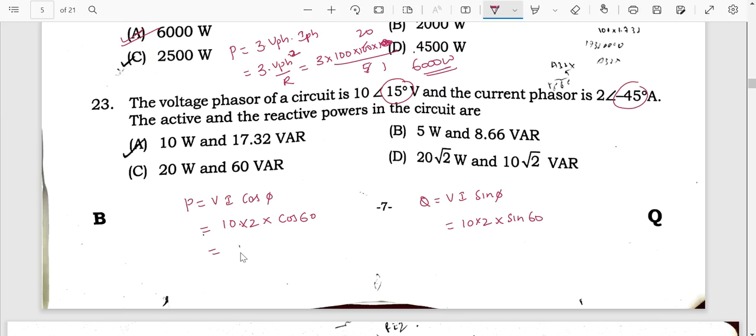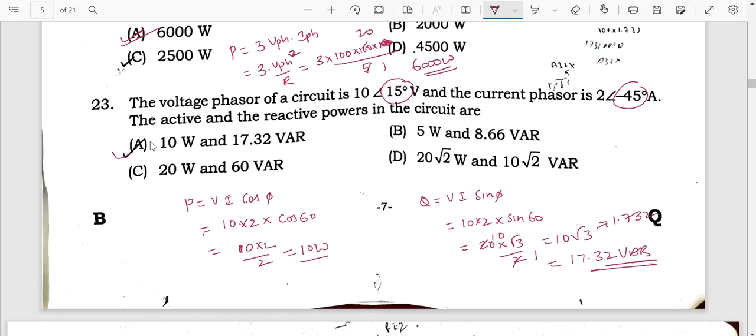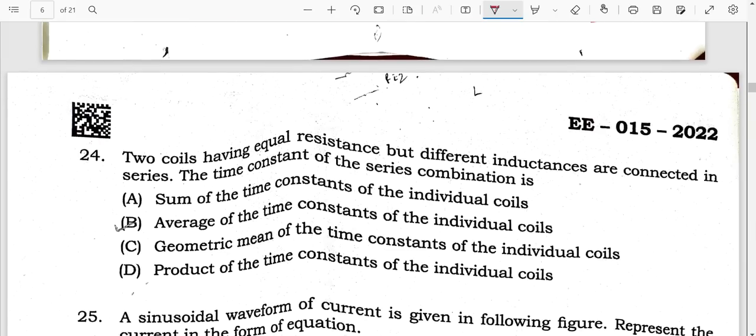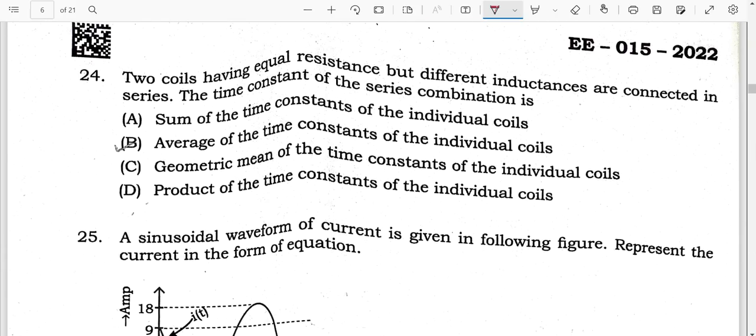Cos 60 means 1 by 2. So P is 10 into 2 by 2, 10 watts. Q is 20 into sin 60, which is root 3 by 2, so 10 into root 3, and root 3 is 1.732, so that is 17.32 VAR. So the answer is 10 and 17.32. Okay, one more question. Two coils having equal resistance. So the resistances are equal.